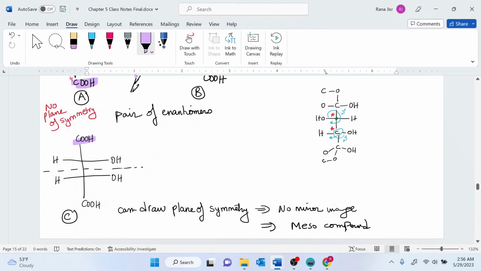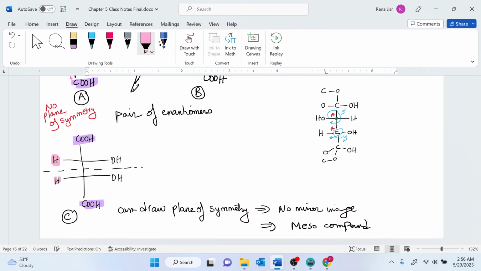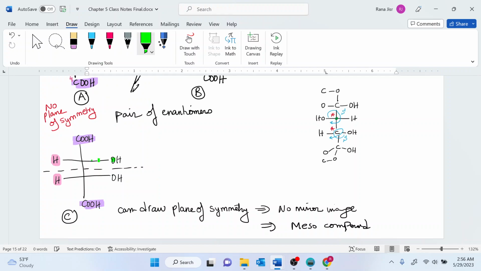To be able to draw a plane of symmetry, the groups need to be the same. And you can easily see here that the groups are the same. All the groups are the same here. So here you go. Now you're able to draw a plane of symmetry. So no need for you to draw a mirror image, because whatever you draw is going to be the same as the structure. So we're going to say that C exists as a meso compound in there.